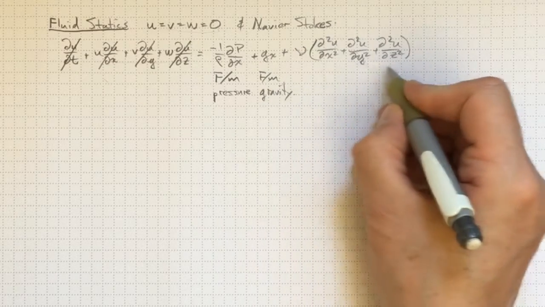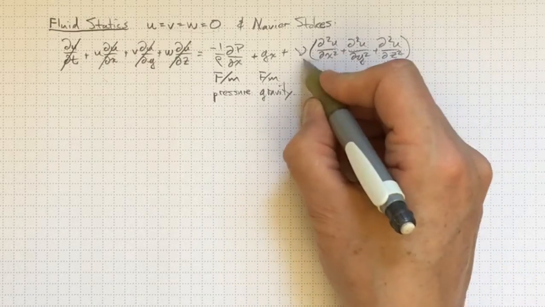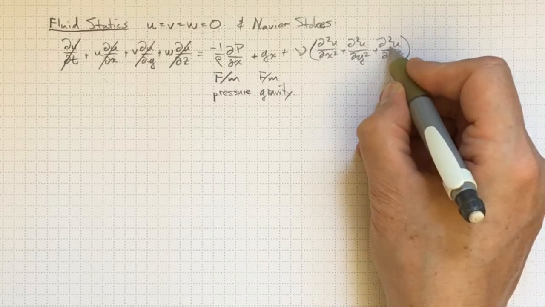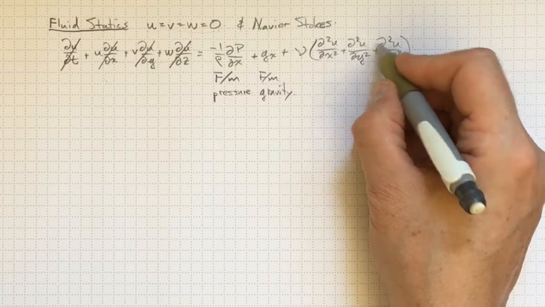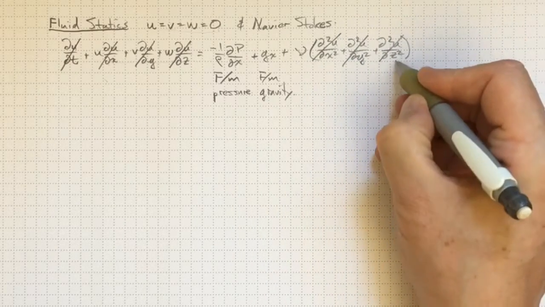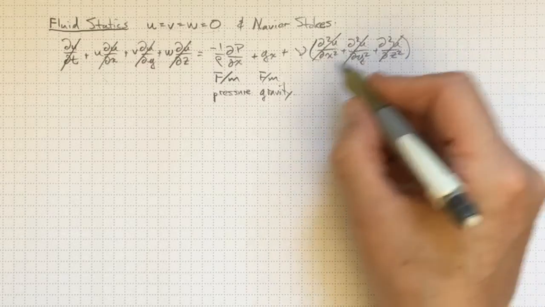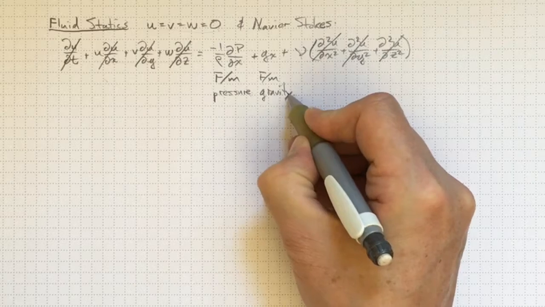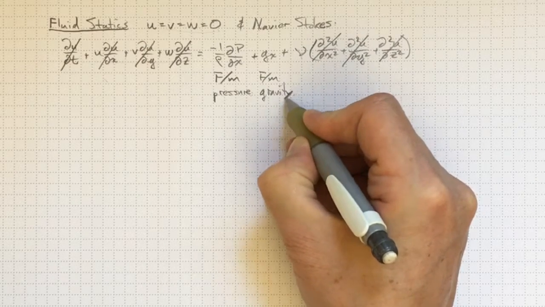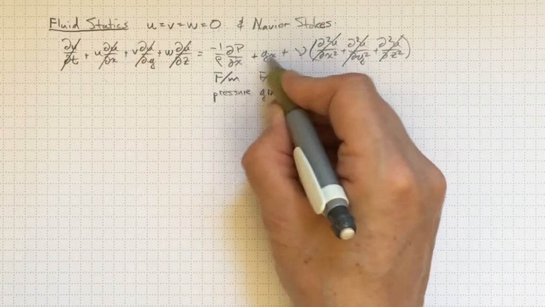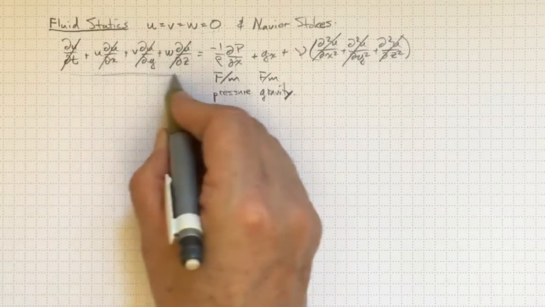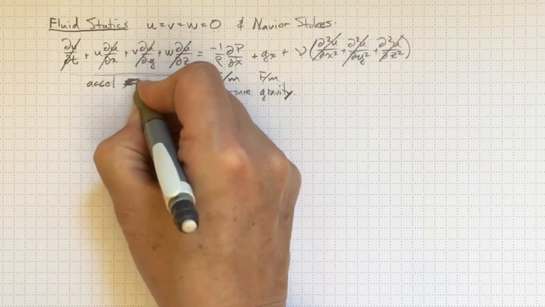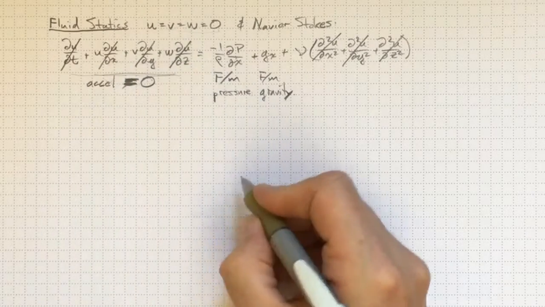And then these are all the force per unit mass due to viscous forces. We've got the kinematic viscosity here, and it's multiplying all of these second derivatives of the velocity field. But if the fluid's not moving, those are all 0. So what we're left with is that the variations in pressure have to match up with the variations associated with gravity, so that we have a force balance, because if we didn't have a force balance between gravity and pressure, then our fluid would be accelerating. And it's not. Our acceleration is equal to 0.